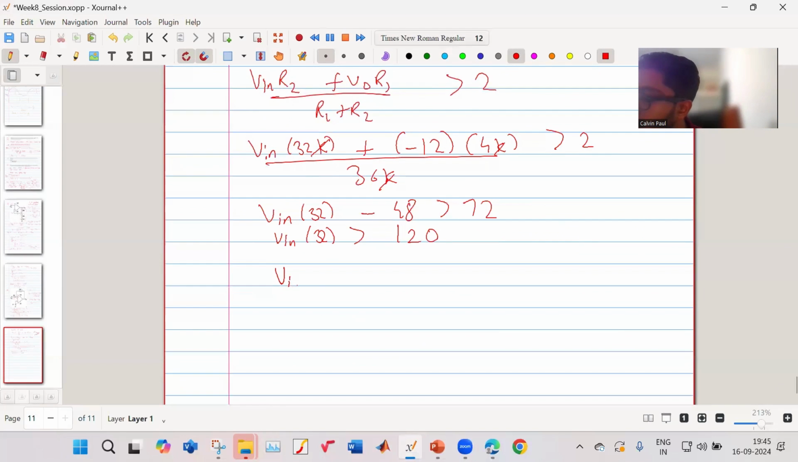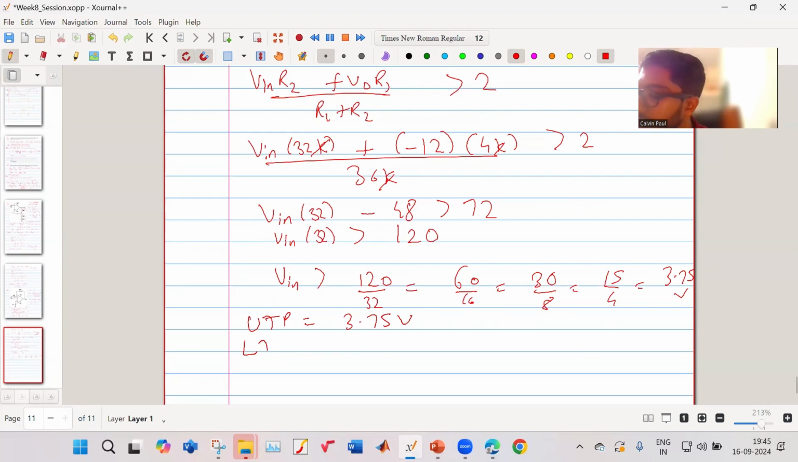So V input should be greater than 120 by 32, which is equal to 60 by 16, 30 by 8, 15 by 4, 3.75. Yes, 3.75 volt. So this is my upper trigger point, 3.75 volt. My lower trigger point is 0.75 volt. And my band is equal to my upper trigger point minus my lower trigger point, that is equal to 3 volt. Okay.